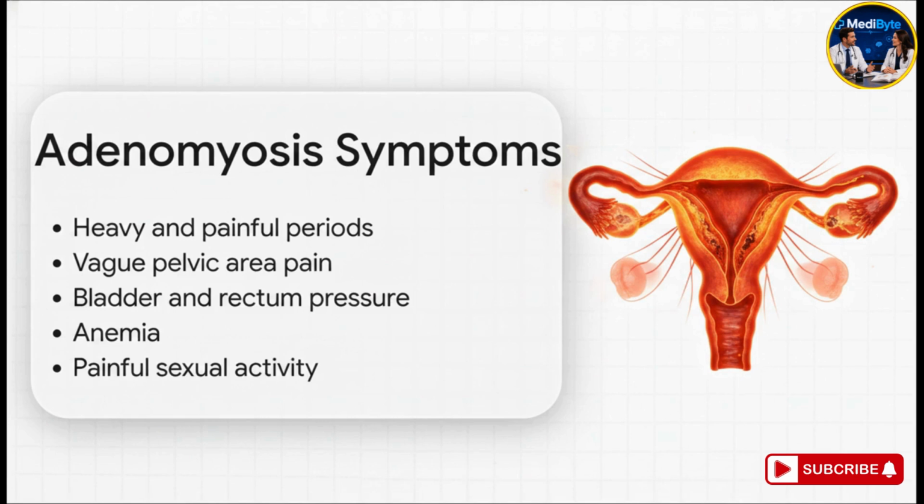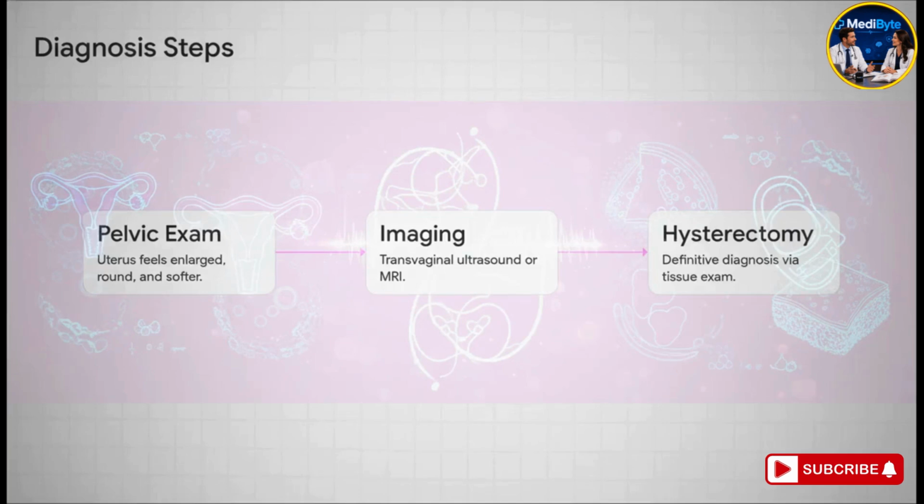And because the uterus is physically taking up more space, it creates a really uncomfortable pressure on the bladder and rectum. Sometimes sexual activity can become painful too. The one comforting fact here, though, is that these symptoms usually disappear or at least significantly lessen after menopause hits. Diagnosing this one is notoriously tricky. A doctor might suspect it during a pelvic exam if the uterus feels enlarged, round, and noticeably softer than normal. They'll almost always follow up with a transvaginal ultrasound or an MRI to support their suspicion.